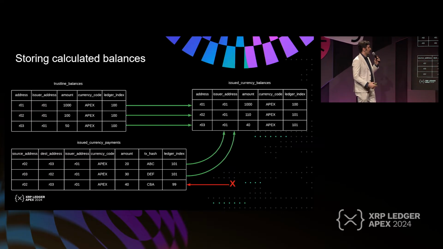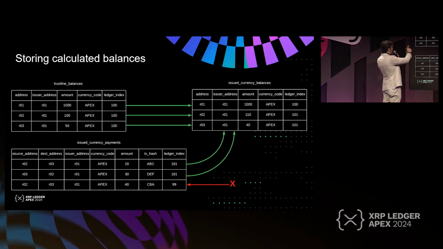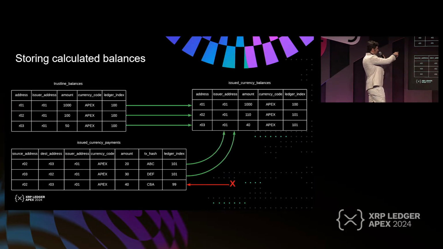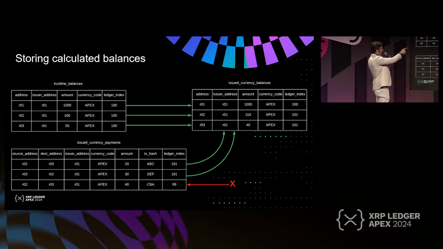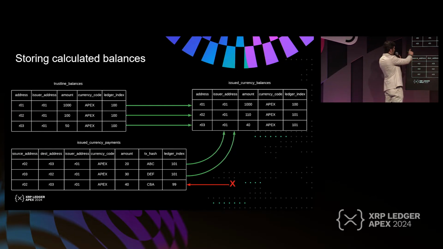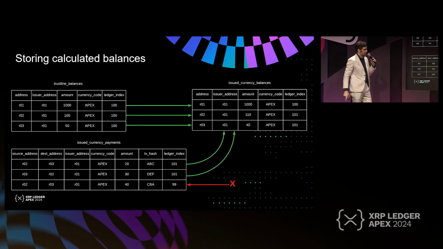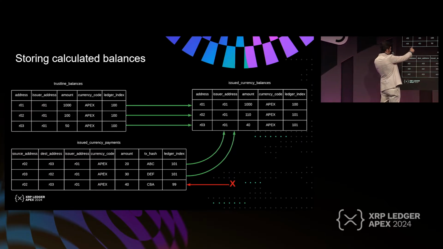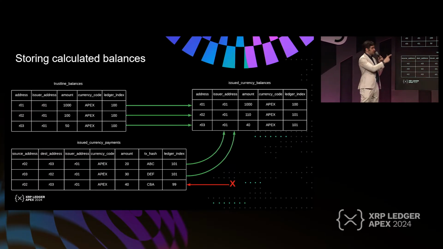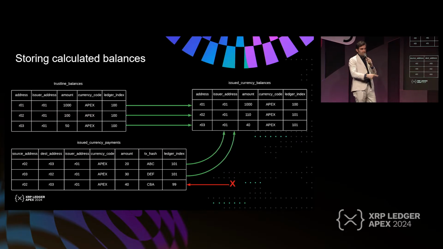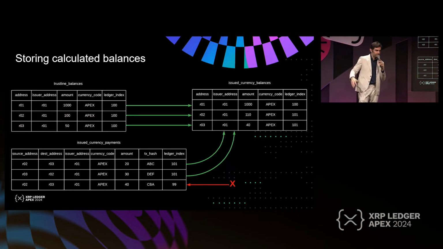In our schema, this is how we track whether or not this is the total amount issued by the issuer address. For the other two, we know that RO2 and RO3 have trust lines to issuer RO1. RO2 has a balance of 100 at ledger index 100. RO3 has a balance of 50 at ledger index 100. This 1,000 up at the top is the total amount issued. So since it's the issuer address, that means that's the total amount in circulation.